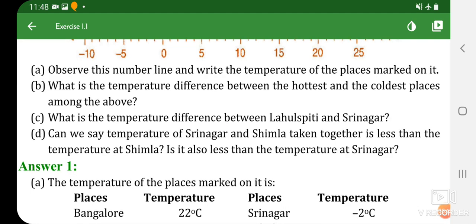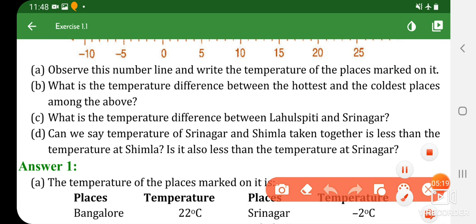The next question is question number 2. What is the temperature difference between the hottest and the coldest place among the above? Difference means minus. Okay, hottest and coldest. When the temperature is positive, the place is hot. And when the temperature is cold, that means the temperature is negative.